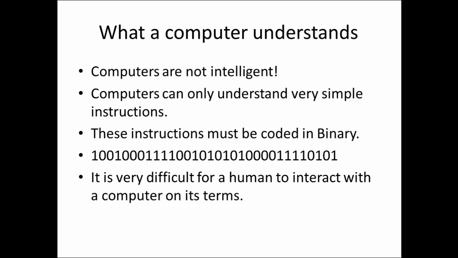I've given an example of a binary code there where you can see it goes 1001, 000, 111, and I've just made up that code. It doesn't mean anything specific. But the point is that even if it did mean something specific to a computer, it's very difficult for a human to make sense of that just by looking at it when it's only ones and zeros. It's not in a form that makes sense to a human. So it is very difficult for a human to interact with a computer on the computer's terms.